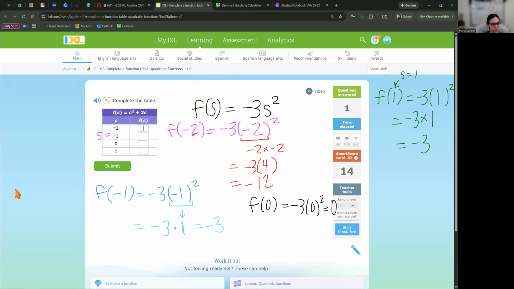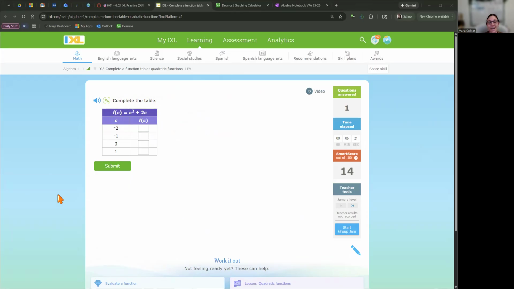All right. Ooh, let's try this one. So we're going to complete the table. F of c equals c squared plus 2c. So there are two spots where our variable is. I'm going to write this out. F of c equals c squared plus 2c. And we have four different inputs, -2, -1, 0, and 1 that we're going to try again.